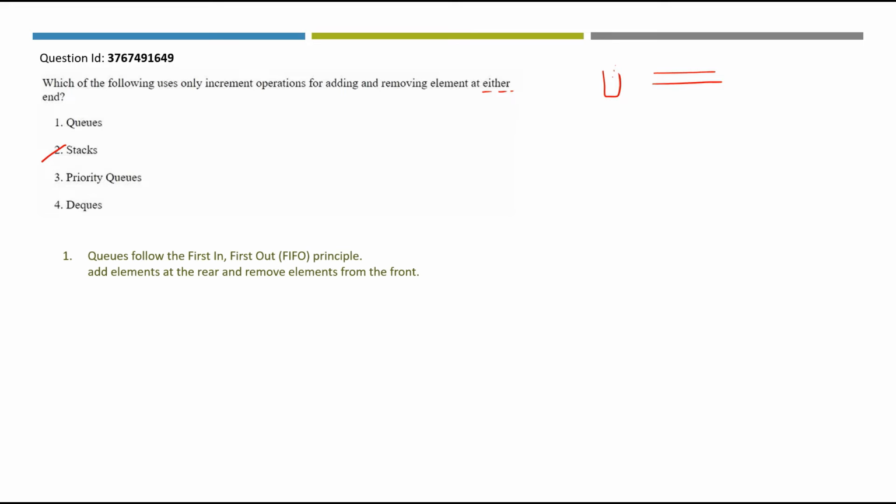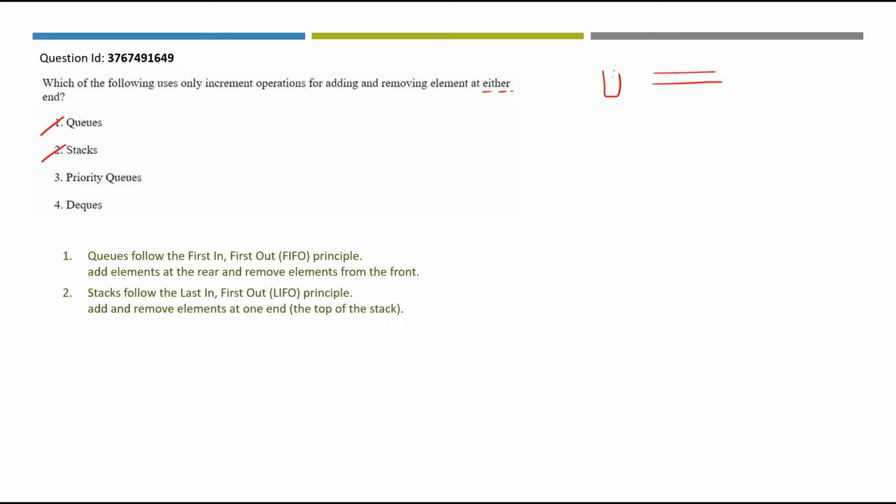Now we will understand about every option. Queues follow first in first out FIFO principle. Add elements at the rear end and remove elements from the front is what we can say. So this is not allowing at either ends. So queue is also ruled out from the answer list. Let's see about stacks. Stacks follow the last in first out LIFO principle. Add and remove elements at one end, that is the top of the stack.